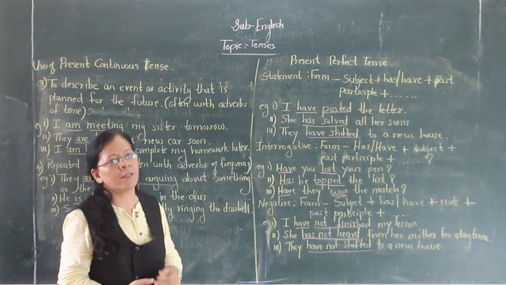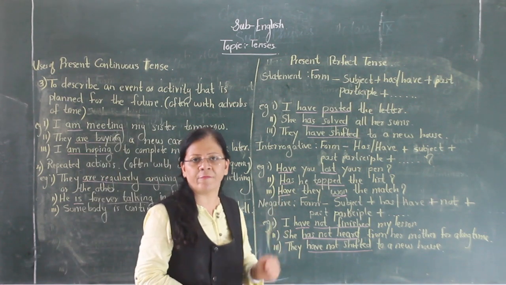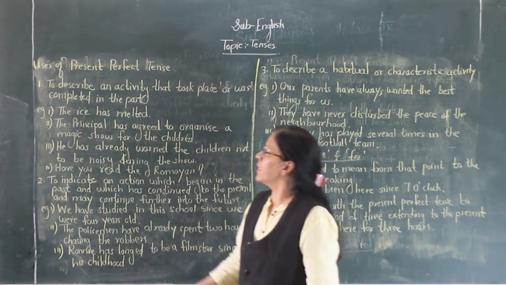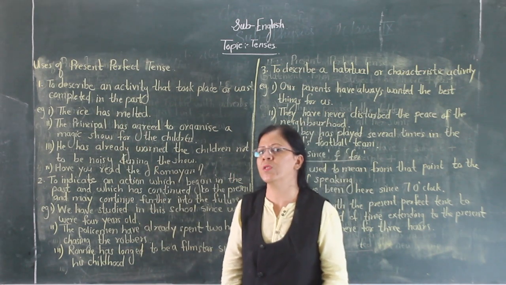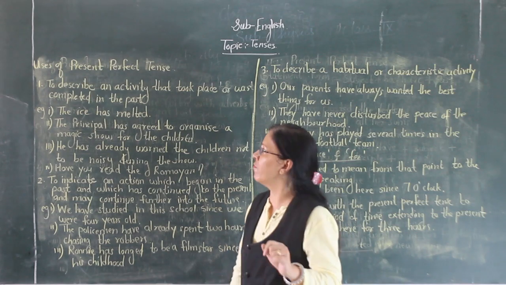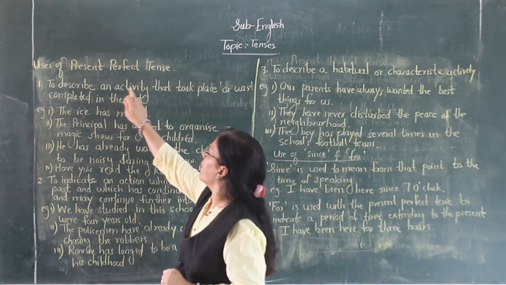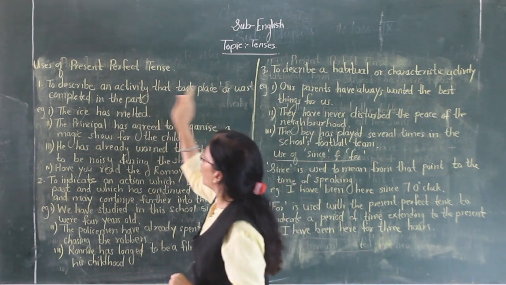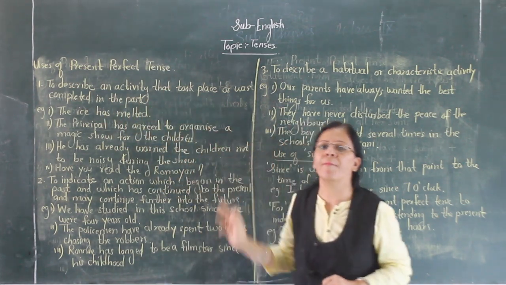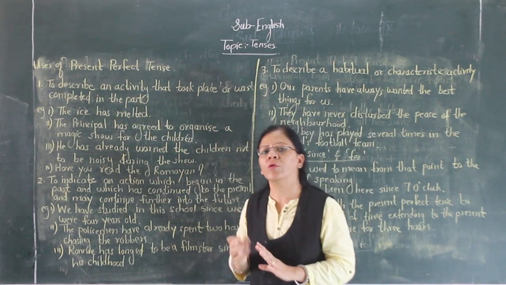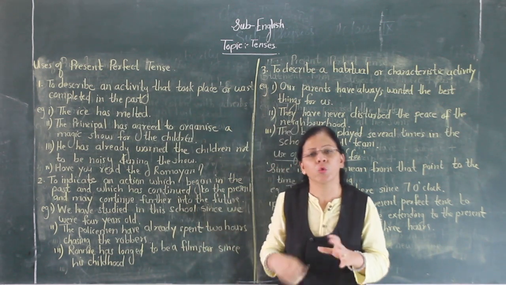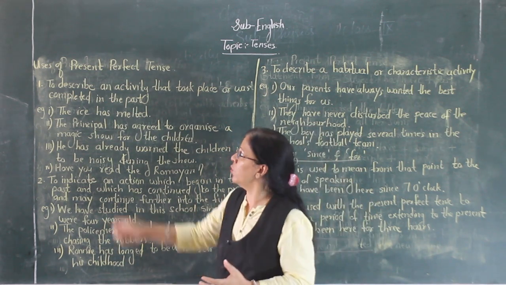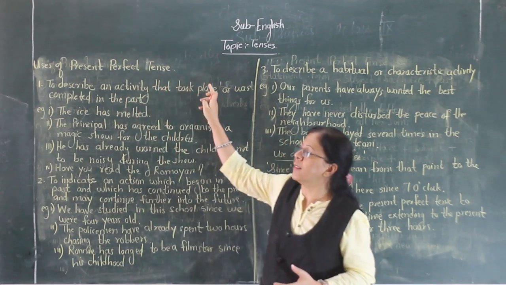Now we will see the uses of present perfect tense. When to use present perfect tense? So the first use is to describe an activity that took place or was completed in the past. The activity which took place in the past or which was completed in the past. So to describe that activity, we use present perfect tense.